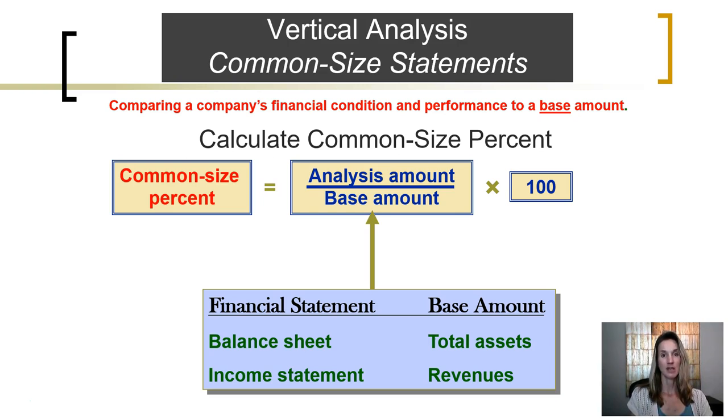1 year. Horizontal analysis compares across years, whereas vertical analysis compares within 1 year. In order to do this, we need to calculate a common size percent.